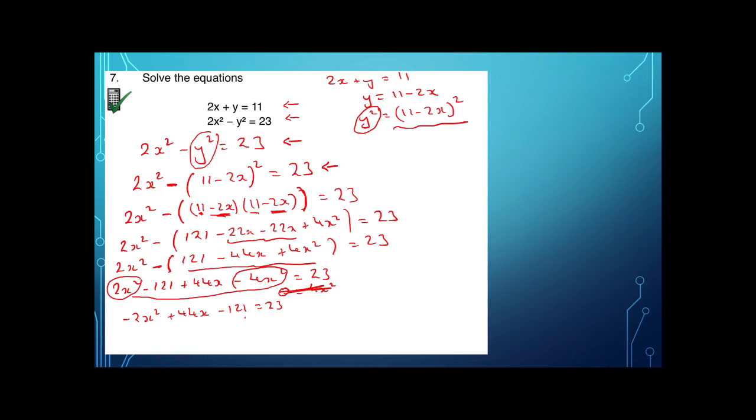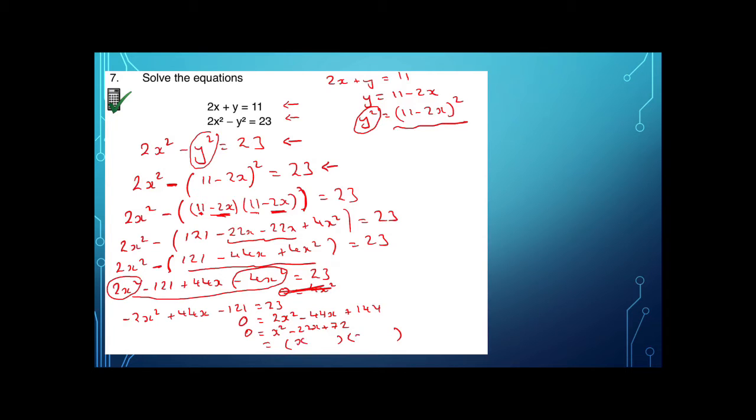Okay, now I'm going to put it equal to 0. I'm going to add 2x squared to both sides. I'm going to subtract 44x from both sides. I'm going to add 121 to both sides, which gives 144. Okay, going to divide throughout by 2. That gives x squared minus 22x plus 72, and that equals 0. Now I'm hoping that that factorizes.